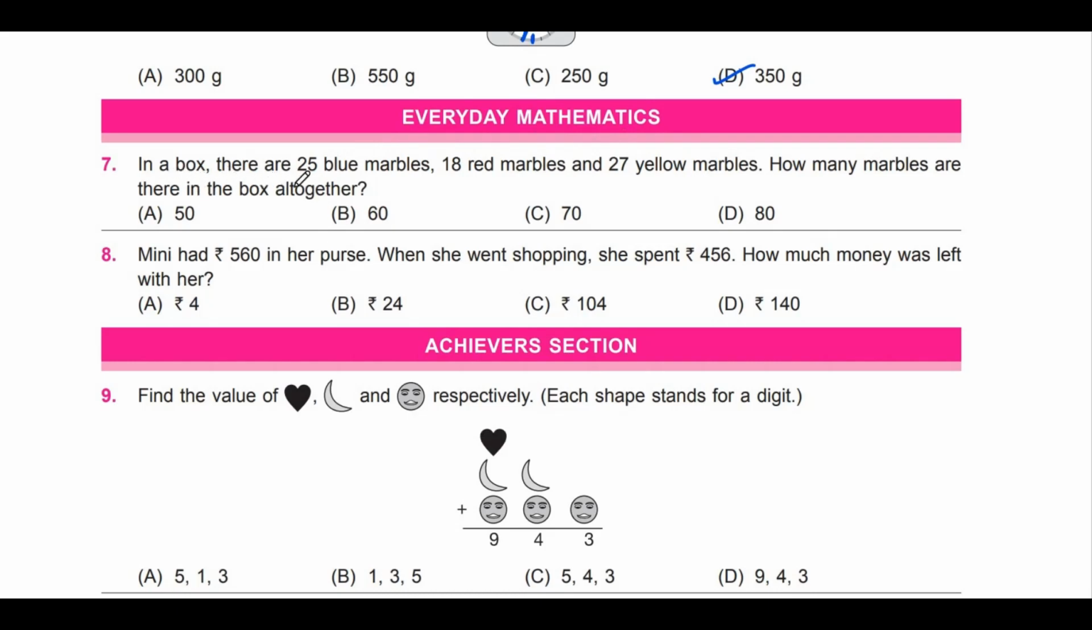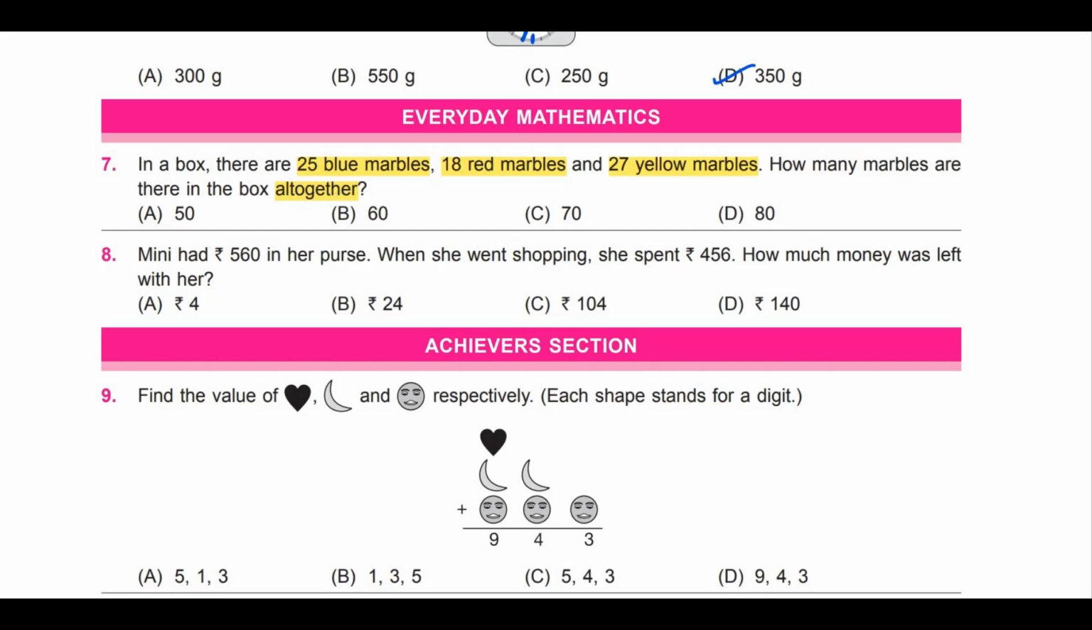In a box there are 25 blue marbles. Let's highlight this, 25 blue marbles, 18 red marbles and 27 yellow marbles. So this is given. How many marbles are there in the box altogether? So whenever the word altogether comes, we have to add them up. So altogether is our keyword. So you see the keyword and then answer the question.